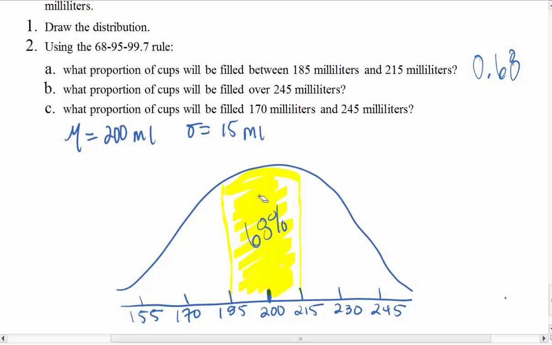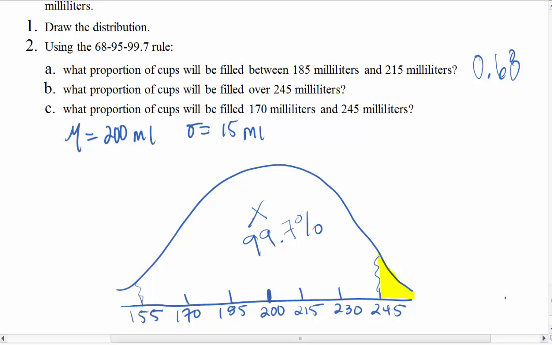So for our next problem, we want to find the proportion of cups that are filled over 245 milliliters. If we want to shade in this region, we'll find that the area above 245 is this area here. We can easily find this because we know that 245 is 3 standard deviations up from the mean. 3 standard deviations away from the mean is about 99.7% of the data. However, this isn't the area that we want. We want the area that's up here in the tail.